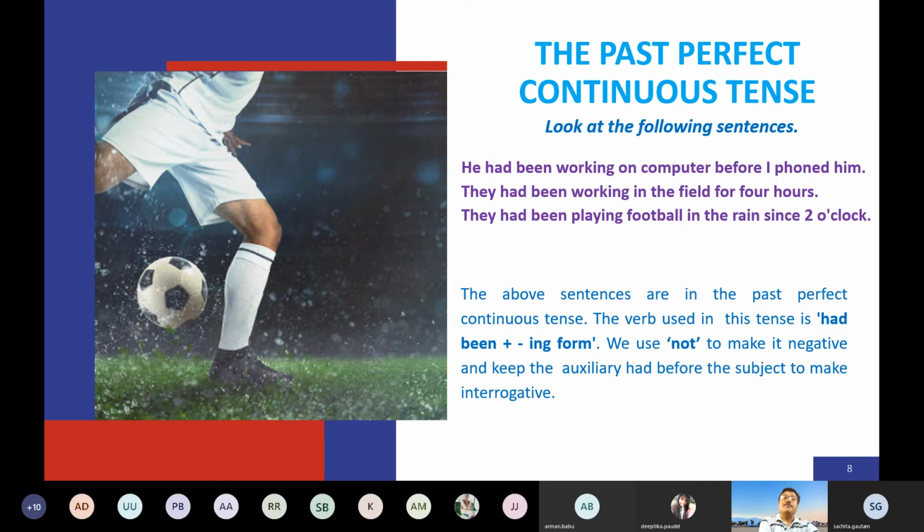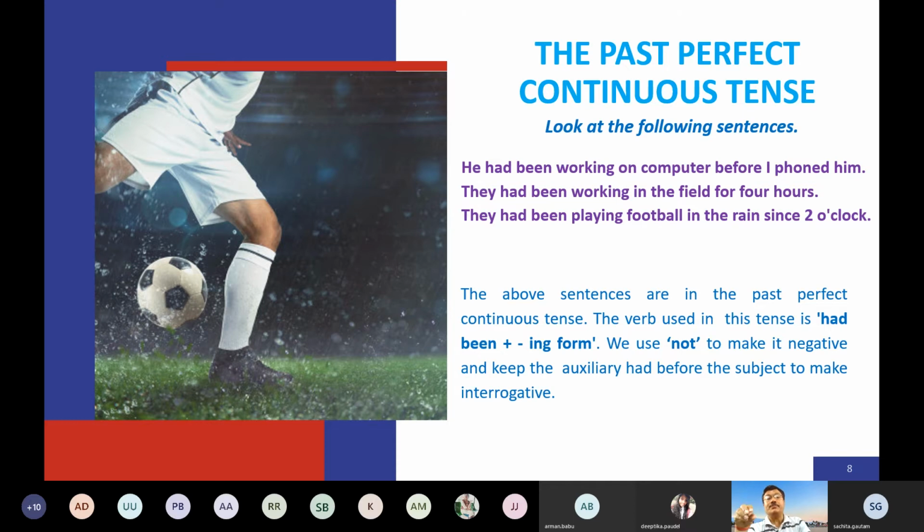And the next one is the past perfect continuous tense. Like present perfect continuous, here past perfect continuous. Let's see the example first. We had been working on the computer before I found him. We had been working.